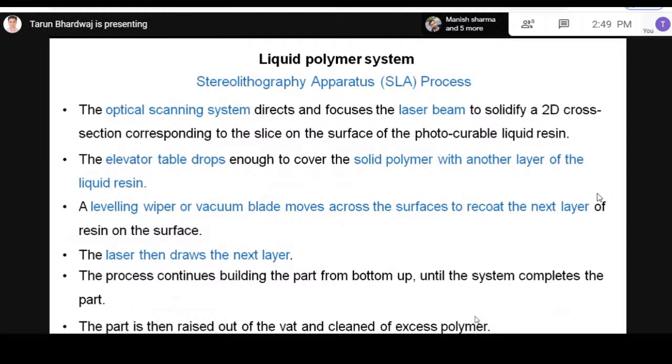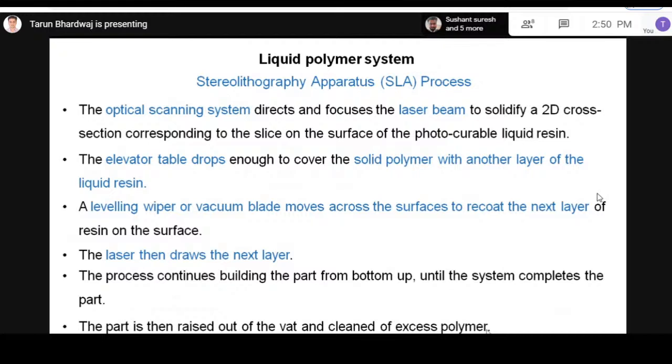Means if one layer is deposited on any surface, or any part, then to recoat the next layer, we have a vacuum blade or a leveling wiper. So that will wipe down a second layer on it. And after that, the laser will move and cure it. And after that, the elevator will lower that particular product, and then the process repeats again and again. Means the laser then draws the next layer. It will continue the process till we get the final product.